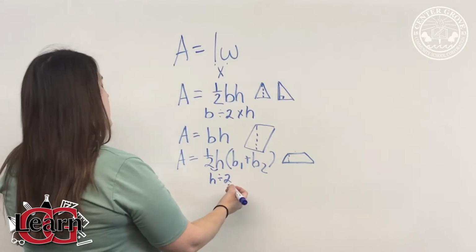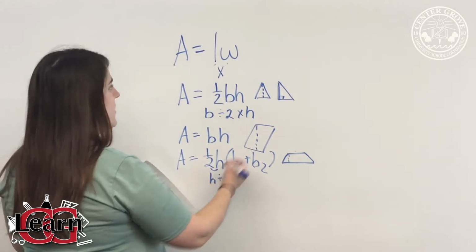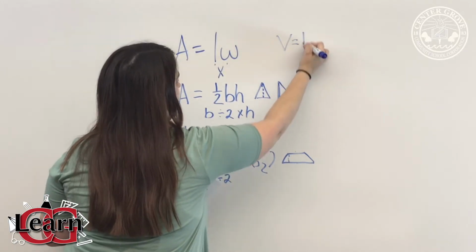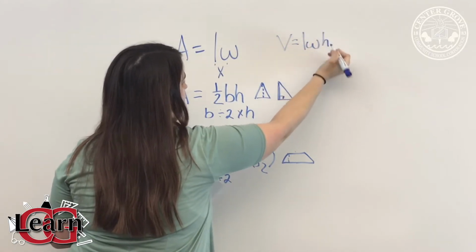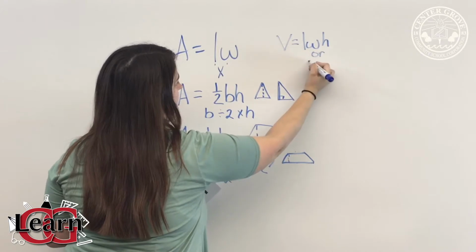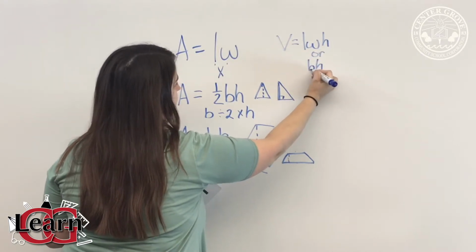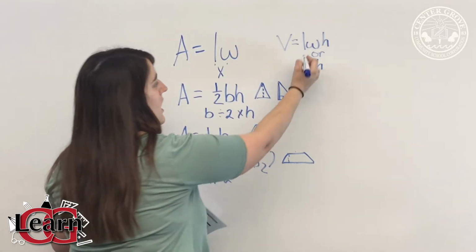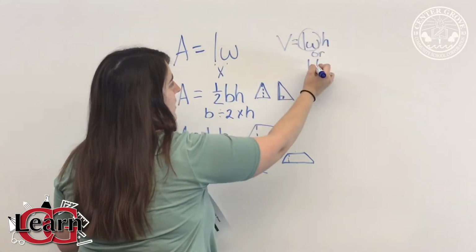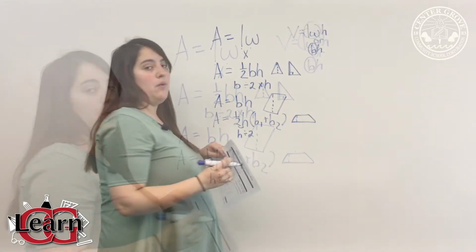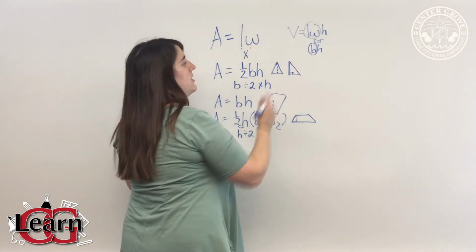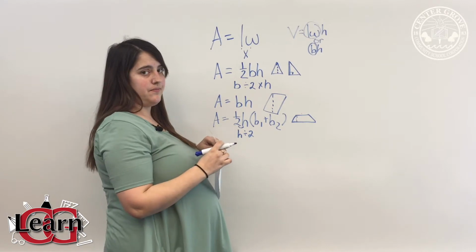For volume of a rectangular prism, we do volume equals length times width times height, or base times height. If they have given you the base, they have already done the length and the width for you when they give you the base area. So you would just multiply the base times the height.